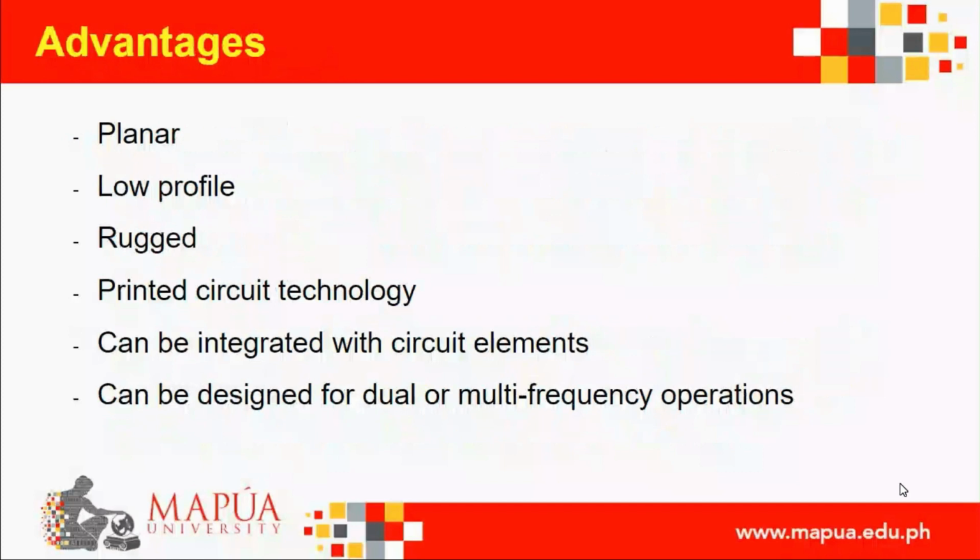The rectangle, the circle, the equitriangle, and the annular ring are common shapes of patch antennas. So these are the advantages of microstrip patch antenna. It is planar, which can also be made conformal to a shaped surface. It is low profile, it is rugged, it can be produced by printed circuit technology, and it can be integrated with circuit elements, and it can also be designed for dual or multi-frequency operations. Next.